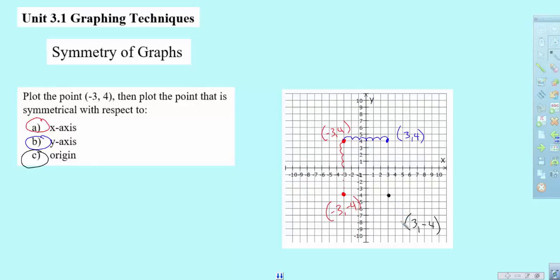So that's just practicing the idea of the different types of symmetry. There's more to that, but that's just kind of a touch base and make sure we're on the right track with the concept of symmetry. Let me hit pause and see where we are.